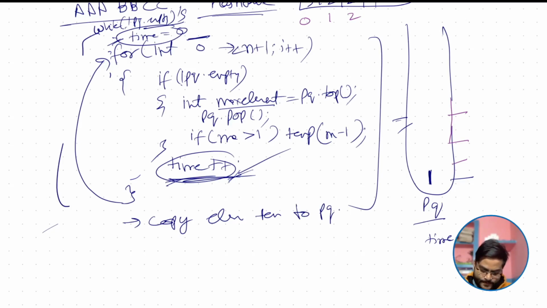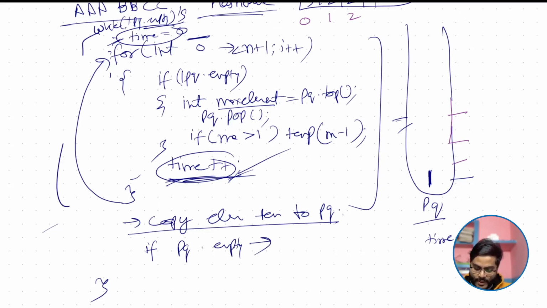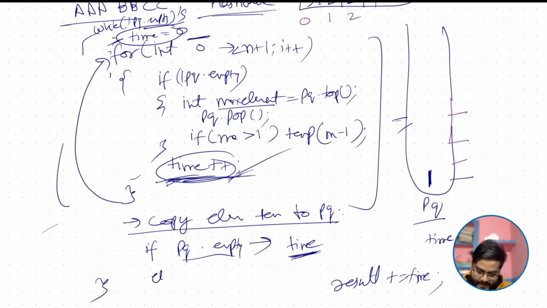Now after this, I will check if my priority queue is empty. Okay, then what I will do, I will add my current time in my result. I will take a result variable outside. Every time my priority queue is empty, I will increment result with time. If it is not empty, then I will increment it by n plus 1 times.